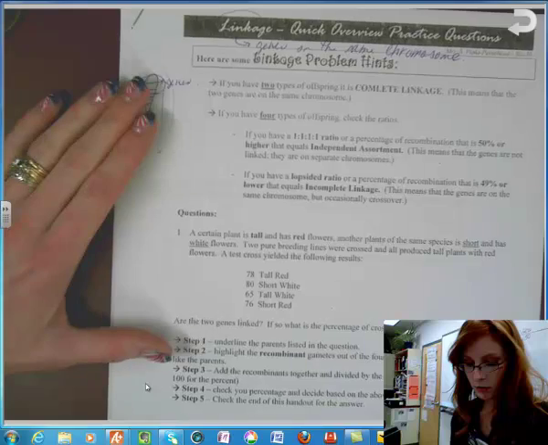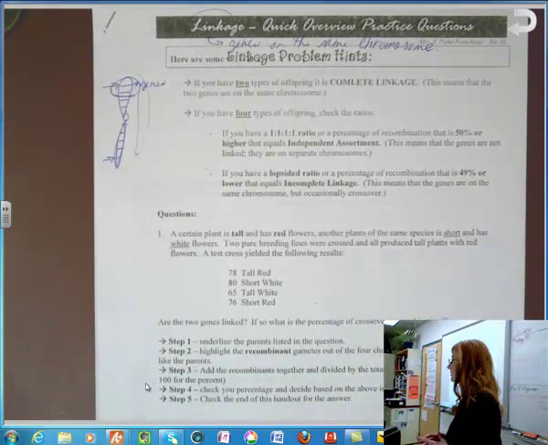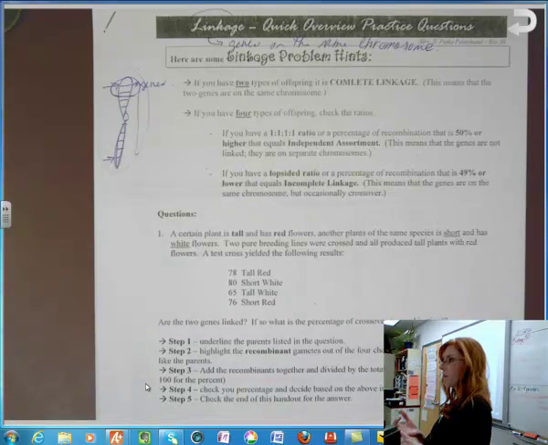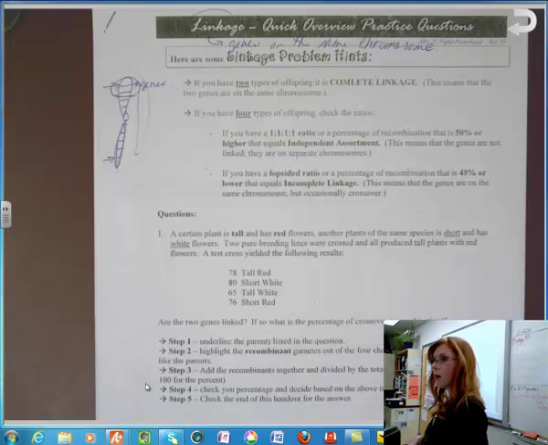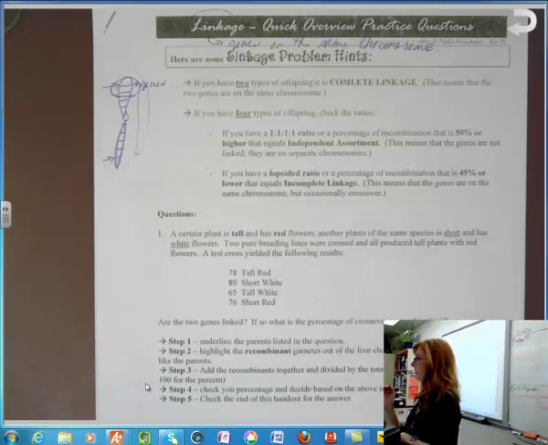Now, here's why linkage problems are the easiest type of genetic problem to do. There are only 3 options. The questions will always say we're going to take these parents, we're going to cross them in a test cross, we're going to cross it with something that's homozygous recessive, and then it's going to give you a set of information. From those offspring and those ratios, you have 3 options to choose from.